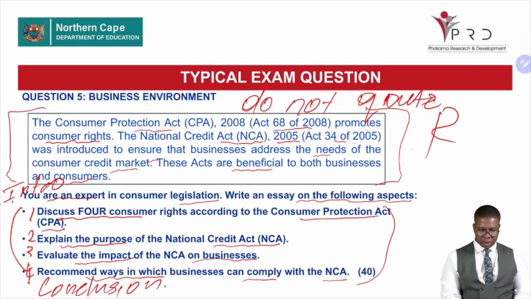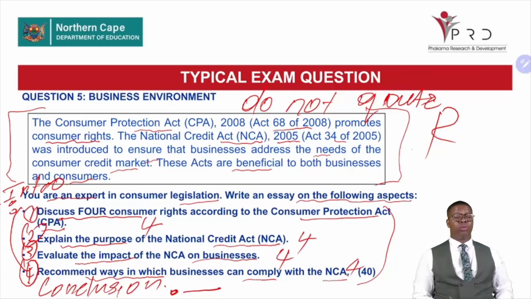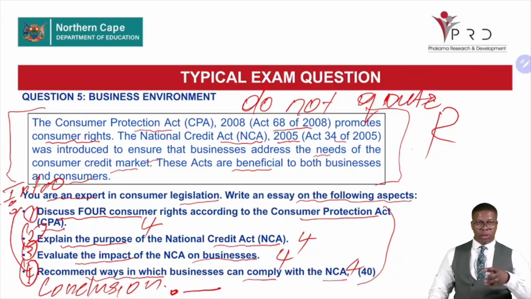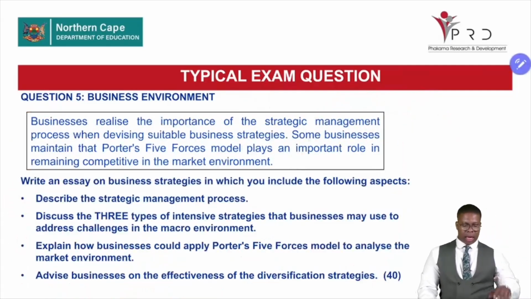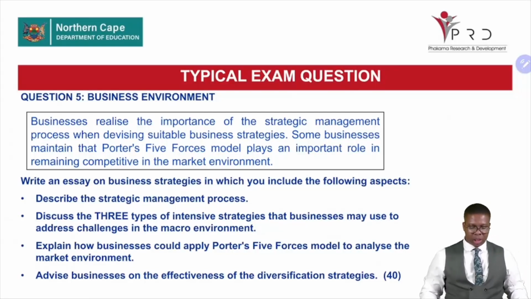So you should make sure that you have 2 points in your introduction and 1 point under your conclusion, and make sure that at least you have 4 points for each subheading. Remember, I said you have 1, 2, 3, 4 subheadings. So that will allow you to get 32 marks, or 32 max, for the body of the essay and the content you are writing. Another example of an essay under question 5 can be an essay on business strategies.